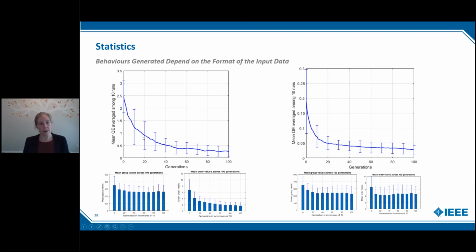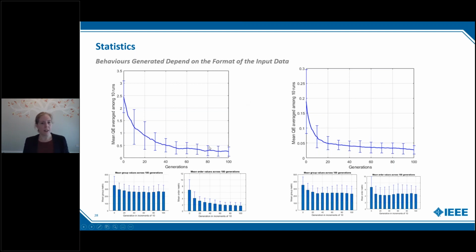These curves here are showing the mean quantization error of the self-organizing maps over 100 generations in each case. And you can see that that does significantly decrease over time. So the evolution is changing the behaviour of the population over time.